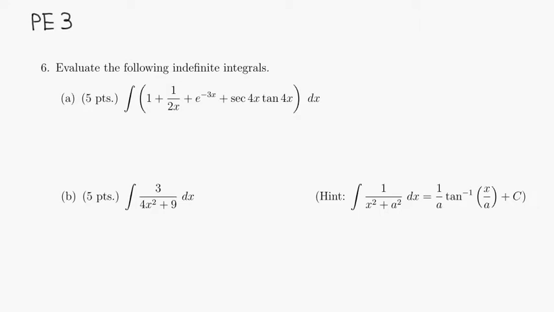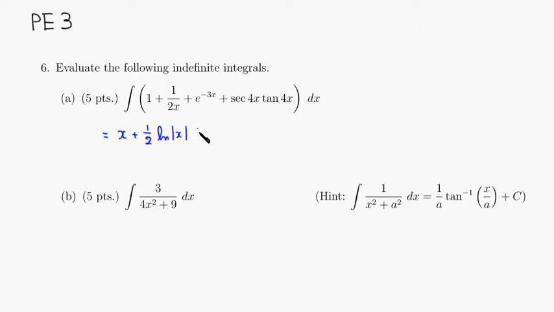Alright, let's look at practice exam 3, problem number 6. Let's find the antiderivative of this. First, the antiderivative of 1 is x. That's easy, right? And the 1/2 is just a constant multiple, so I'll just put that in front. The antiderivative of 1 over x is the natural log of the absolute value of x. Don't forget to put the absolute value sign there.